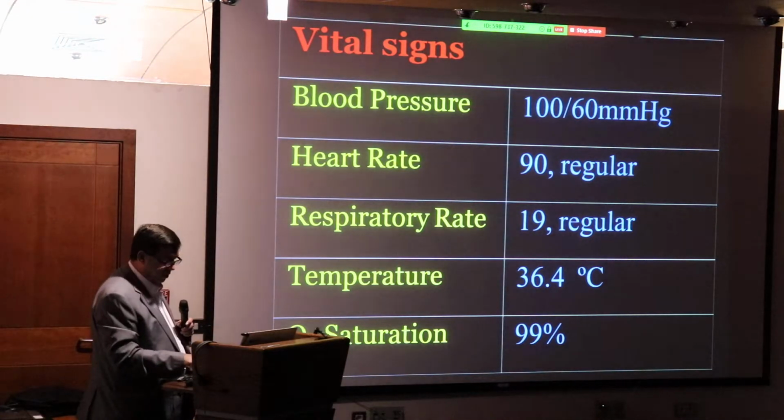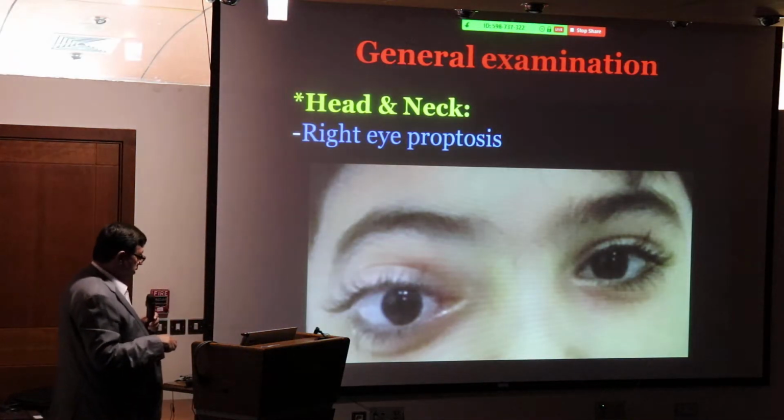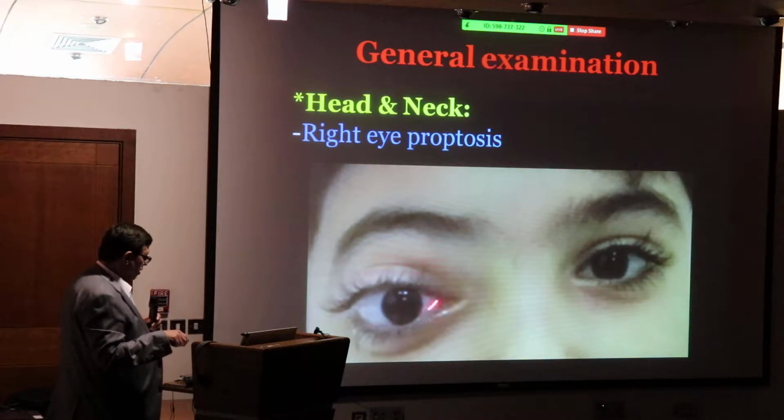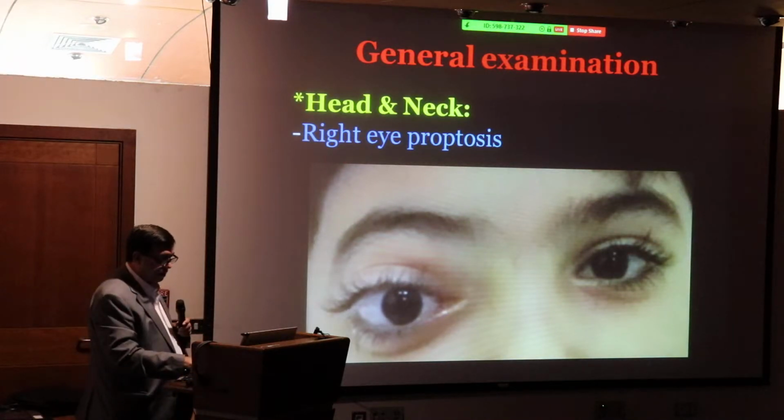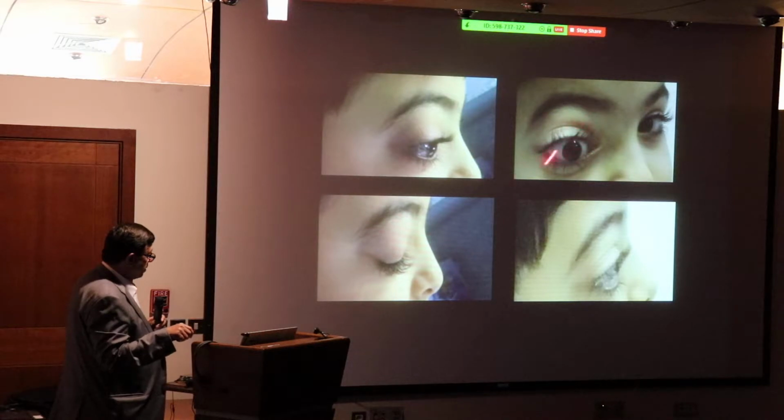His vital signs were within normal. His general examination showed this. You can see the right eye is proptosed. It is pushed outward and downward. So, right eye proptosis. When you look from the right side, you can see the right eye. See the difference? This is pushed downward and outward.